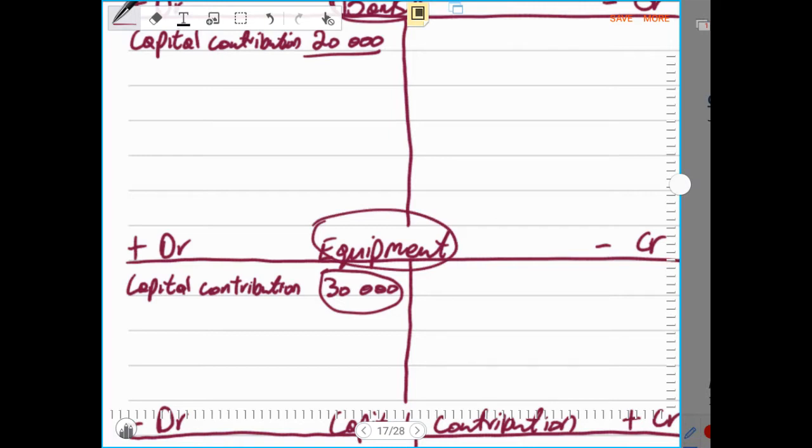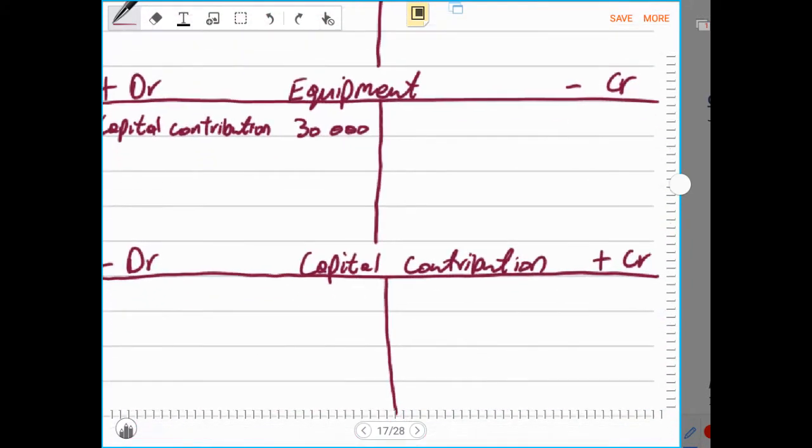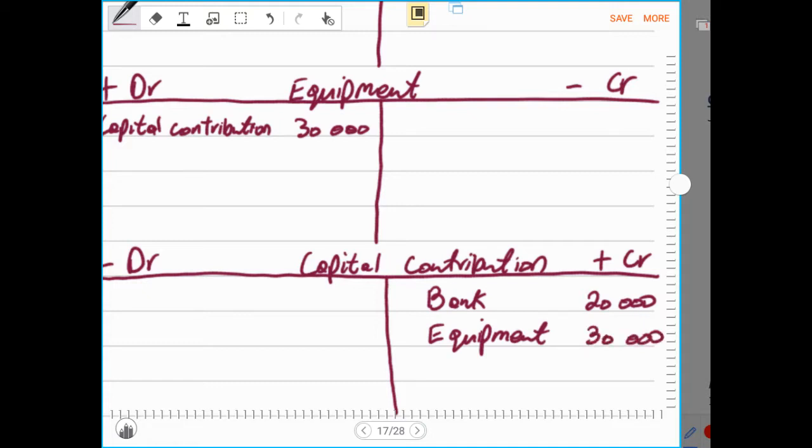That is why, when we do a ledger account for equipment, we have to record both forms of capital contribution. The first form of capital contribution was bank, and the bank was 20,000 rands. And the second capital contribution was in the form of equipment, at the value of 30,000 rands. And if you see, this is the ledger account for capital contribution.